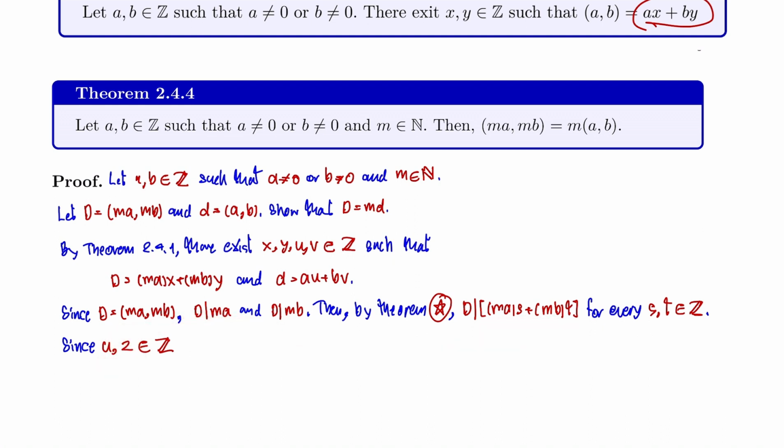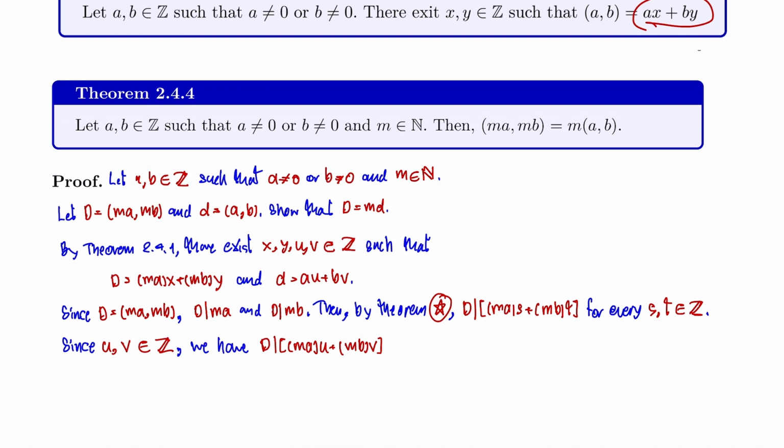So what do we have right here? We have D divides MAU plus MBV. Actually it is V, not Z. That's what we have here. So D divides MAU plus MBV. And what happened to MD?